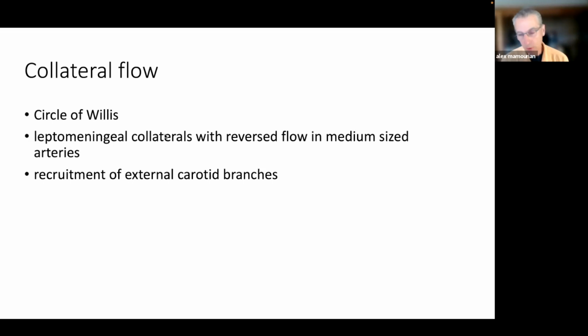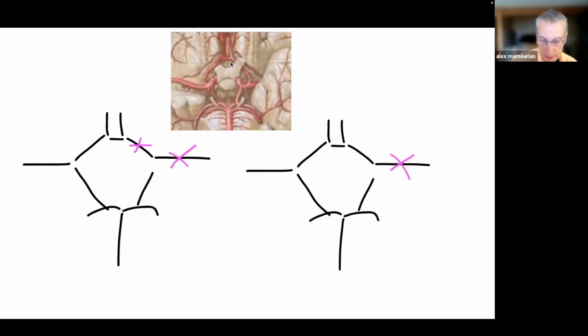Leptomeningeal collaterals, if you look for them on angiography, you'll see this relatively commonly. And this is probably the most common source of collateral flow and maybe the most important one. So this is a drawing from Frank Netter.